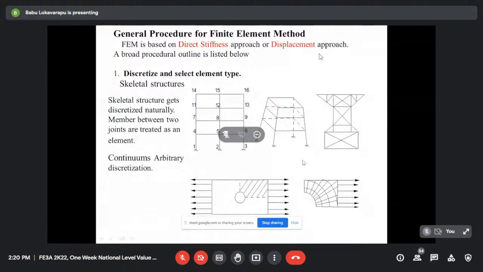For doing this, we have different approaches. At the same time, we have certain procedures, standard rules and regulations. You need to follow those when you are discretizing these kinds of structures.